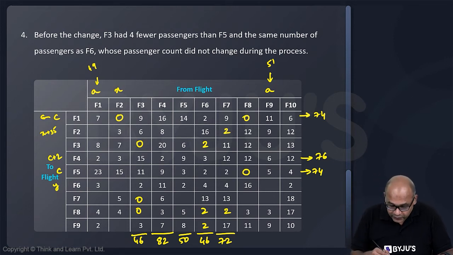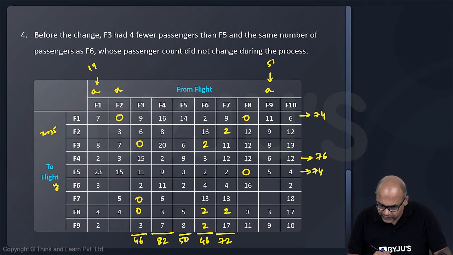So my C is 74. So C is also done, I can just erase it. Which means C plus 2 should be 76. That is also taken care of. So I can erase my C's completely. This is done. So the only variables that are left for me are X, Y. In fact, Y somewhere we got.